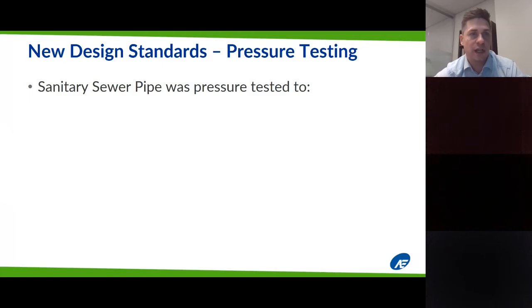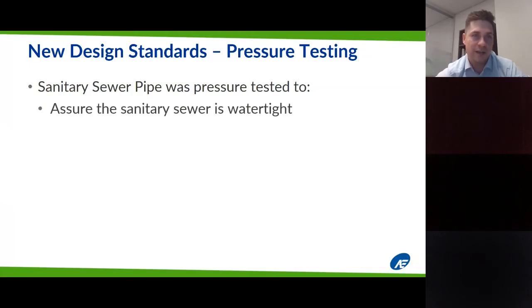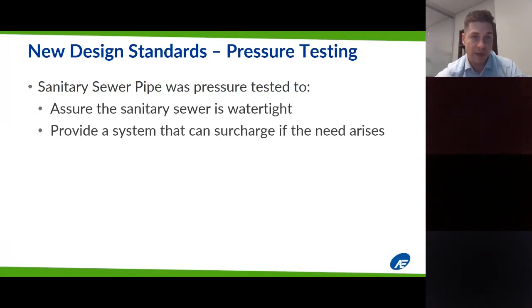So the sanitary sewer, which was a gravity sewer, was pressure tested. People were thinking, well, why would you pressure test a gravity sewer? And that's, of course, to assure that the sanitary sewer is watertight and that you don't have these ingress or infiltrations from groundwater from outside sources. And also to provide the capacity, the ability to surcharge if the need arises in the future.